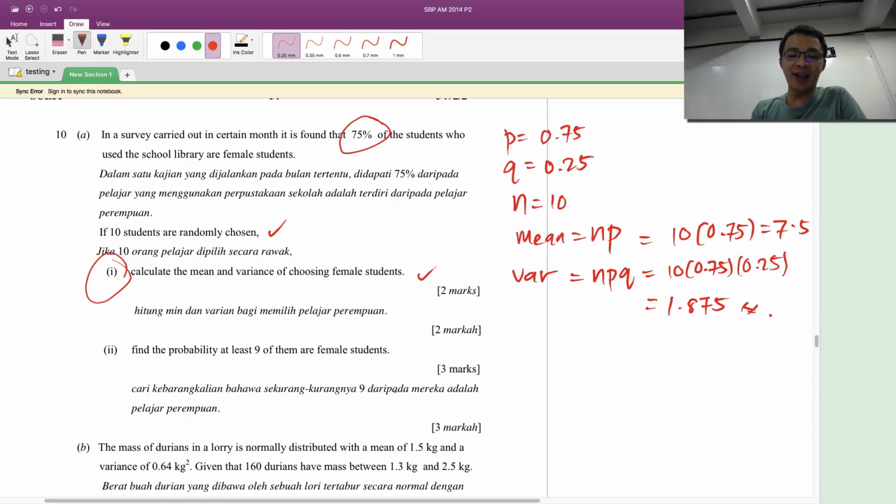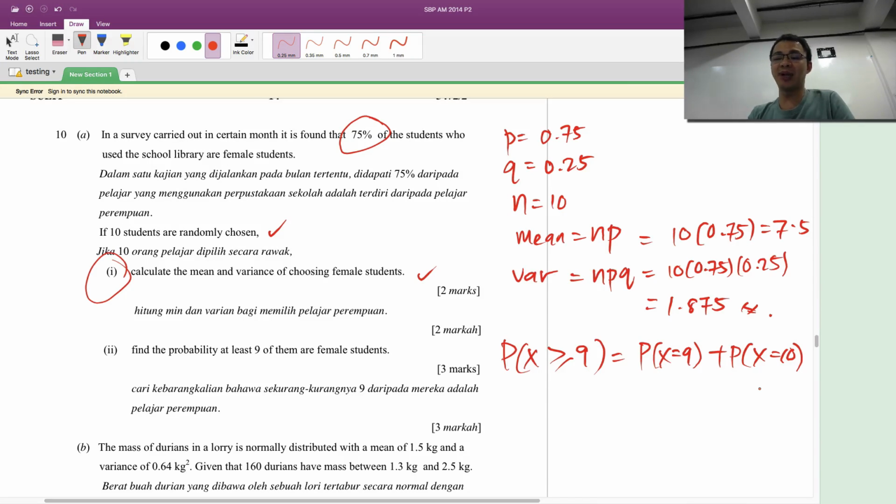Find the probability that at least 9 of them are female students. At least 9 means X is bigger or equal to 9. Now you only have 10 students, so it can be either equal to 9 or equal to 10. For this you have to know the formula: P(X = r) = nCr p^r q^(n-r). You have to remember this formula, then you just substitute in here.